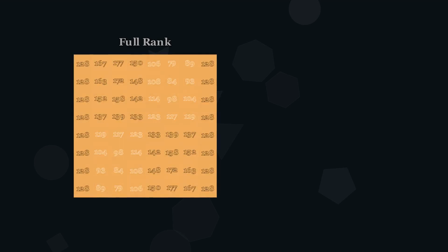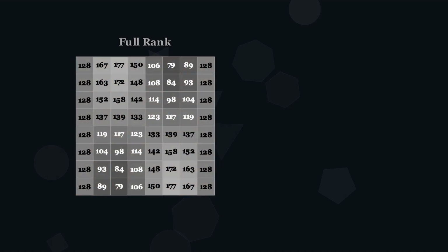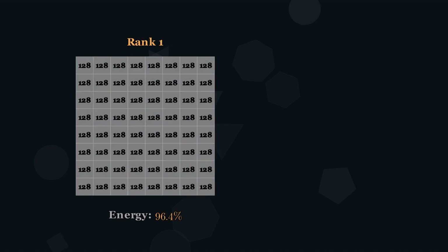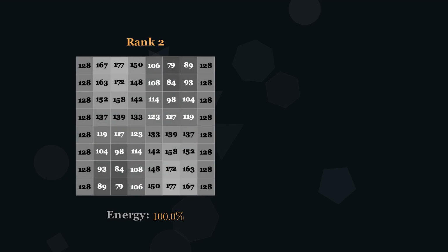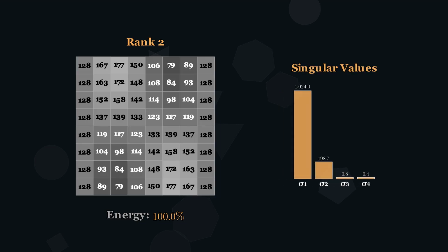This grid has 64 numbers, but SVD, Singular Value Decomposition, reveals that 96% of the information lives in just one pattern, one outer product, one pair of vectors. The rest, mostly noise. Add just one more pattern and the reconstruction is nearly perfect. Look at the singular values. The first one, sigma 1, is over 1,000.